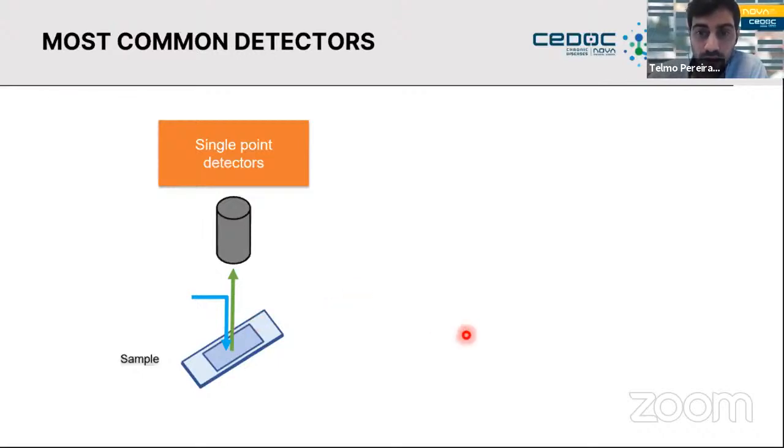Also, what happens here is the same. The photons will reach the detector, and will then be converted into electrons, into voltage, and into a digital number. With these single point detectors, creating an image usually takes a long time because you need to go point by point. The bigger the image, the longer it takes to create a single image.